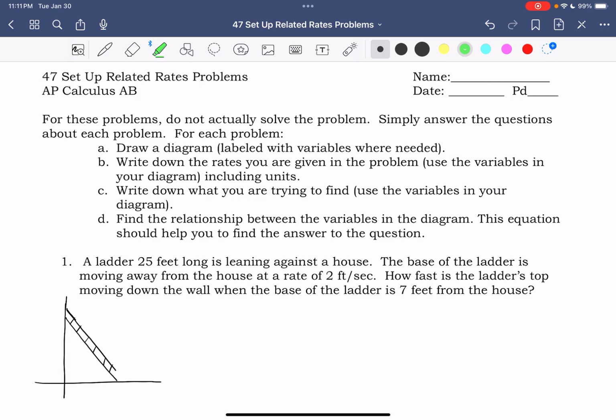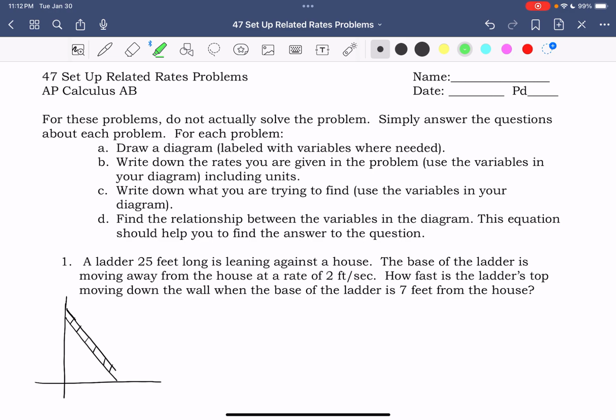And so what I want to do in this first video is look at just that, just setting them up, looking at what information is given to you, being able to get a diagram, and then find the appropriate relationship for the different variables that are in the question. And so on the screen you can see A through D. These are general steps that if you were going to actually solve the problem, you would want to follow all of these. There would be some more to come afterwards.